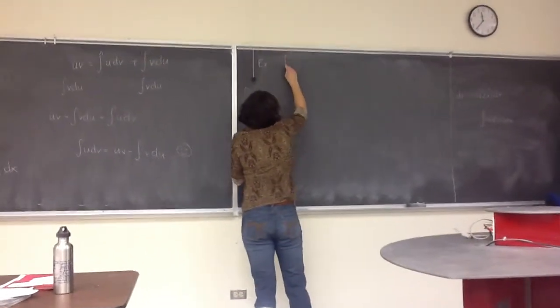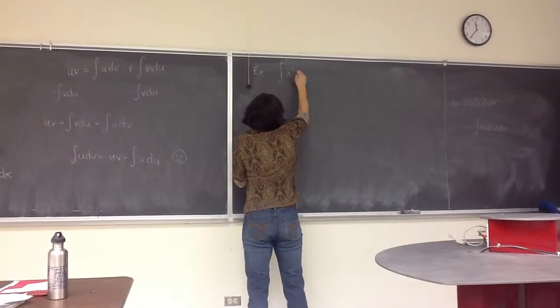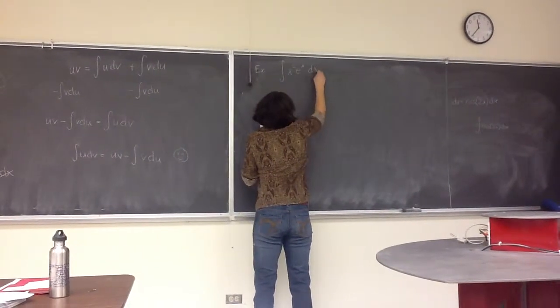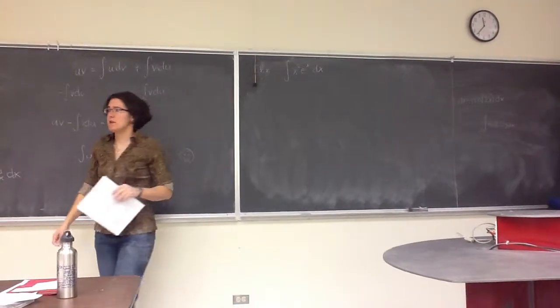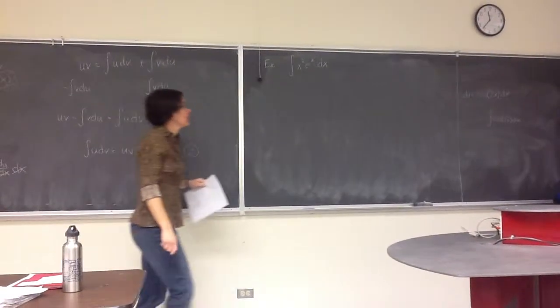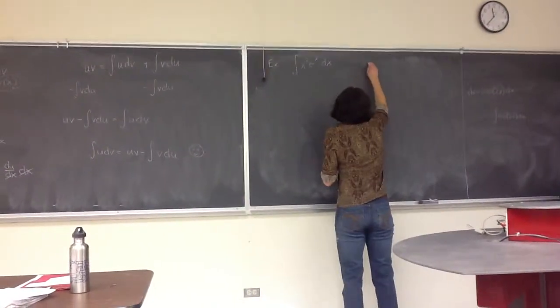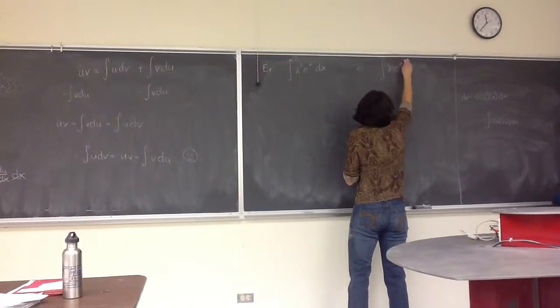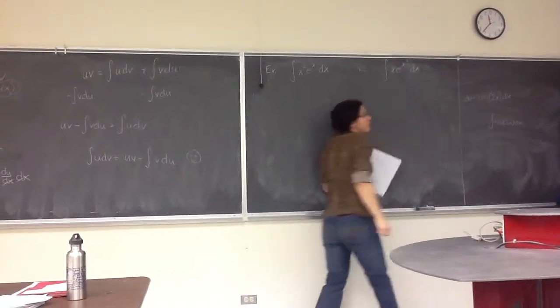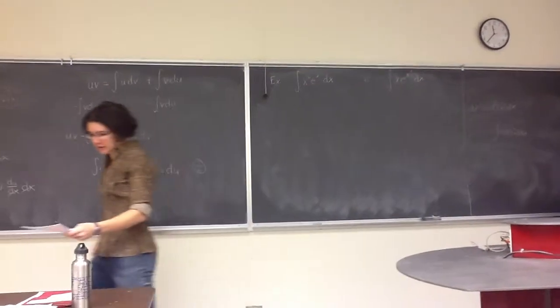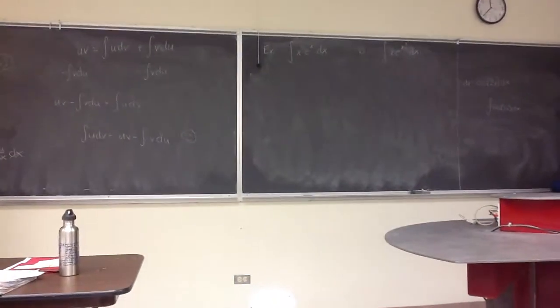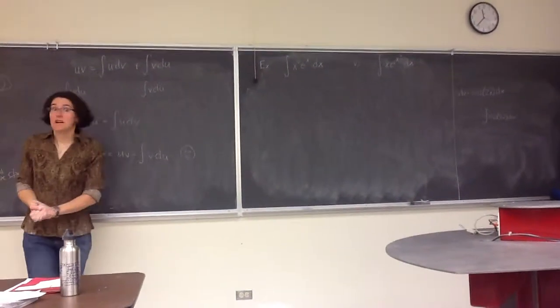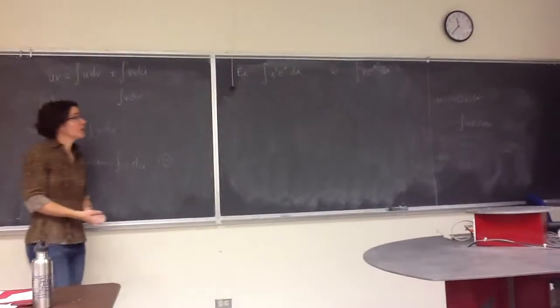So I'm actually going to write down two integrals. The first one is the integral of x squared times e to the x dx, versus the integral of x times e to the x squared dx. Very similar looking integrals, very different techniques for analyzing these two integrals.